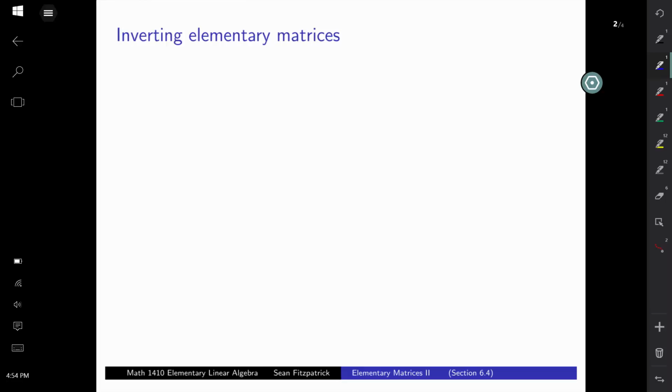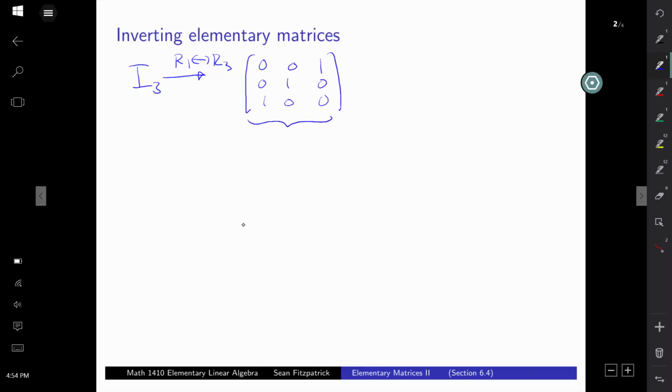Okay, so we discussed in the last video that if I want to invert an elementary matrix, I just have to do the opposite row operation, right? So let's say that I start with the 3 by 3 identity matrix, and let's say I swap row 1 and row 3. That gets me to 0 0 1, 0 1 0, 1 0 0. Let's say that's my E.